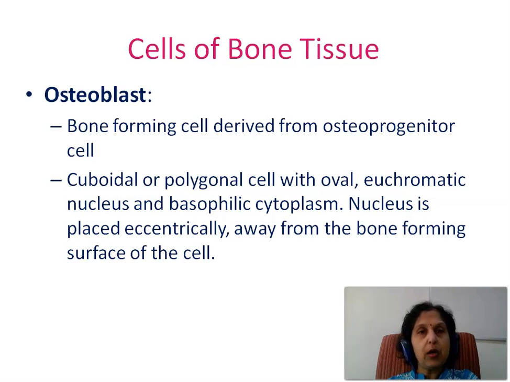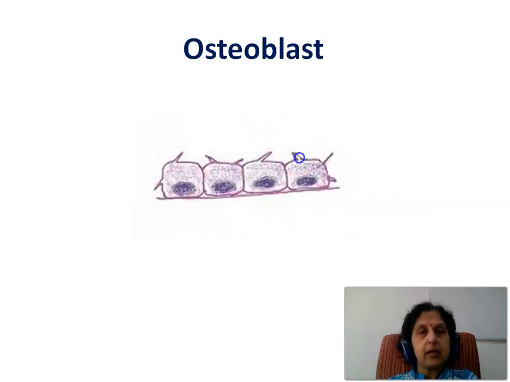These are cuboidal or polygonal cells with oval euchromatic nucleus and a basophilic cytoplasm. Nucleus is placed eccentrically away from the bone-forming surface of the cell. This is a diagram of the osteoblast cell, where we can see that each cell is cuboidal with an oval nucleus which is eccentrically placed, and it has basophilic cytoplasm.